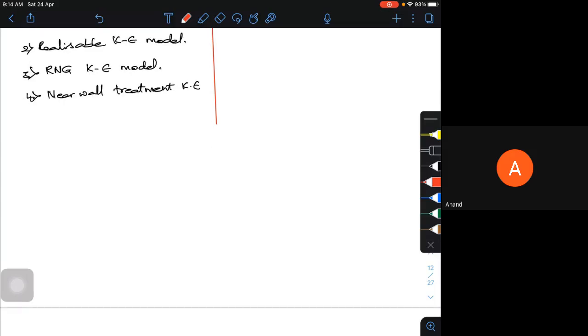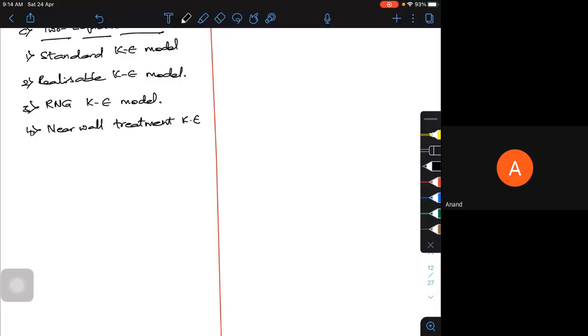Okay, so K omega model, we have the SST model. Let me write that also. So under this actually, the two equation model only. So we have K omega models. The first was proposed by Wilcox, the K omega model. This was the first model. Then the same Wilcox modified it, and they call it the Wilcox modified K omega model.